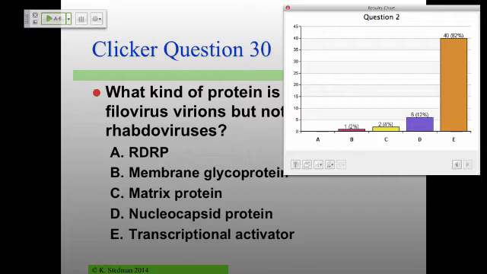So G should be a really good indication that it's a glycoprotein. Matrix protein, that's what makes the rhabdovirus form. Nucleocapsid protein, all negative strand RNA viruses have it. So we're left with transcriptional activator, even if you didn't remember what the name of it is, which is PP30. Yes, exactly.